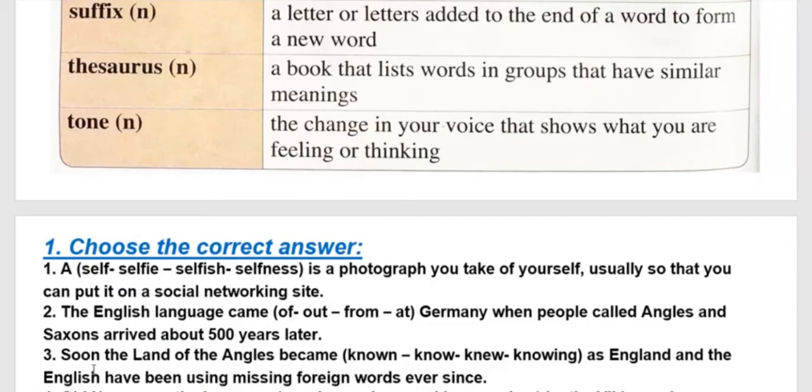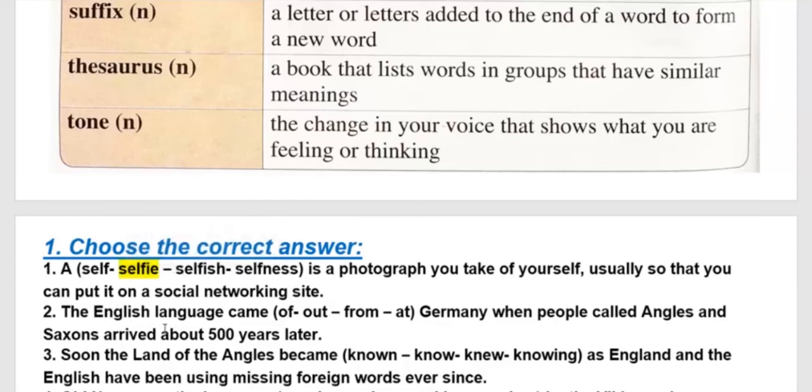Now, let's study some examples of exercises on your vocab. Choose the correct answer. A selfie is a photograph you take of yourself, usually so that you can put it on a social networking site. A selfie.